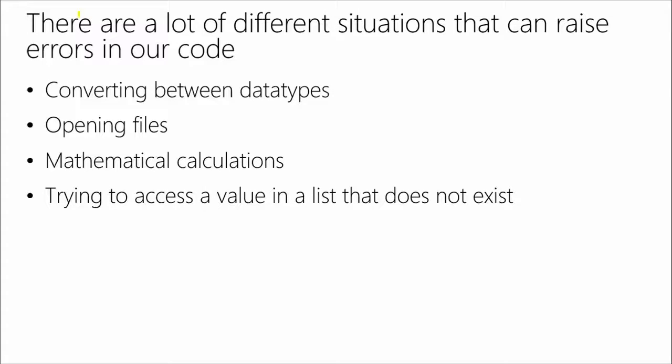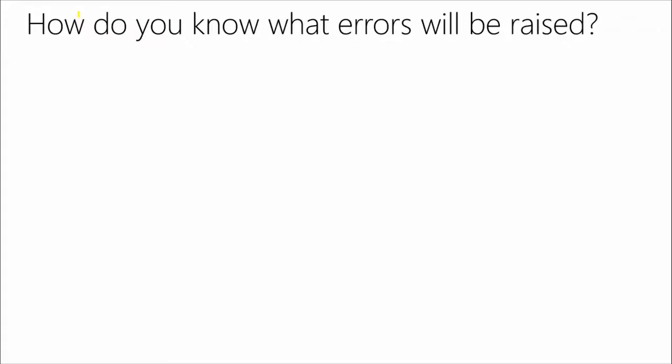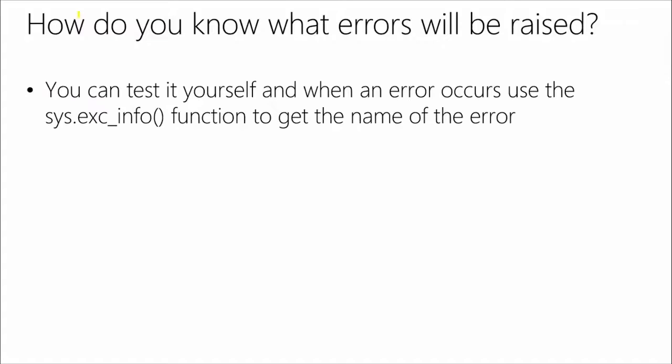So as I said, we've got a lot of different situations that might raise errors in our code. You might be converting one data type to another. You might be opening a file, doing a mathematical calculation, trying to access a value in a list if it doesn't exist. All of these sort of things could raise errors in your code. How are you going to have any idea what errors are going to be raised? This is always a challenge. When I was coding, this is something I always sort of got stumped on.